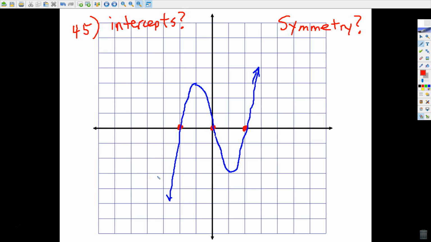The first thing you'll do in these problems is find the intercepts. And we'll just write them in ordered pair form. So, Lily, give me an intercept. 0, 0. Okay. All right, Bailey, give me another intercept. Negative 2, 0. And Ruthie, give me the other intercept.